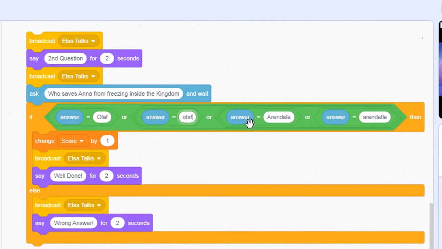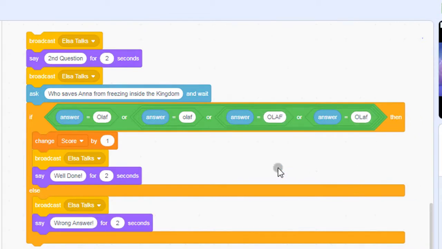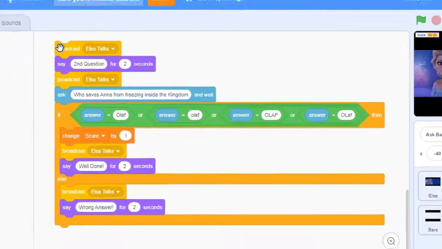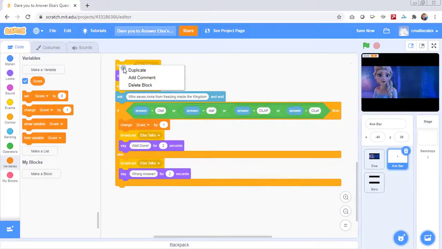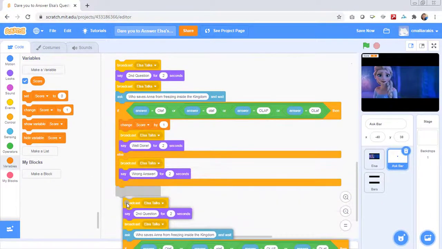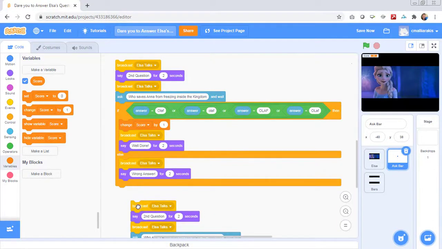Olaf, with capitals. Olaf. And what else? Olaf. So if the answer is correct, he will take 1 more point. I will duplicate again all this. Very good. And I will create a third question.